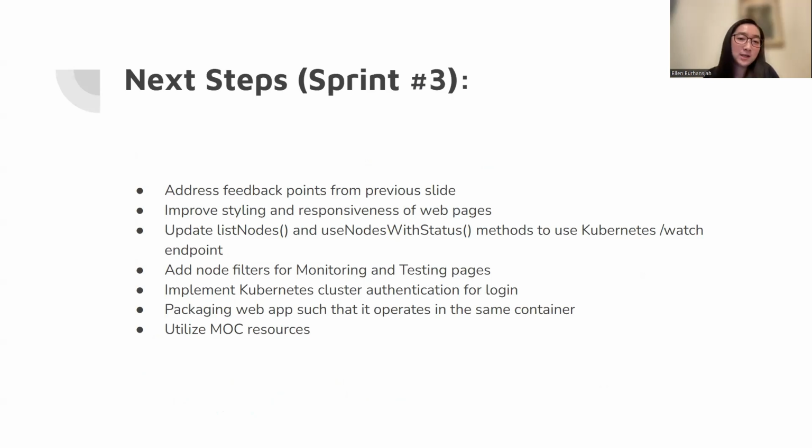So for the next steps for our third sprint, aside from addressing the feedback points given by our mentors based on the previous slide, we want to improve the styling and responsiveness of our web page, and then update the methods that we use to fetch information from the API using Kubernetes Watch, then apply node filters for the monitoring and testing pages. Additionally, implement Kubernetes cluster authentication for the login page.